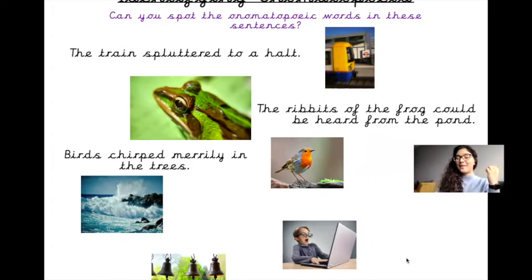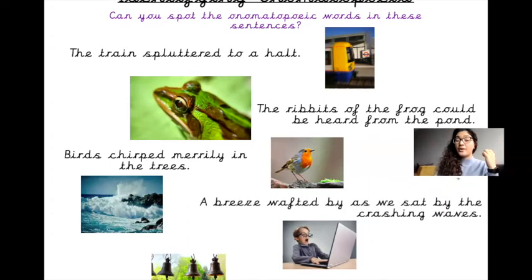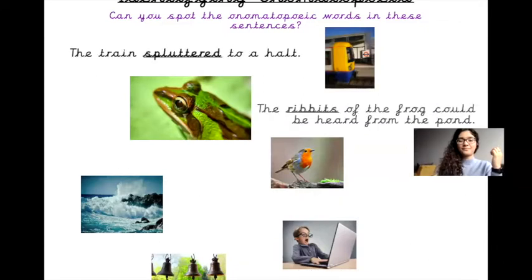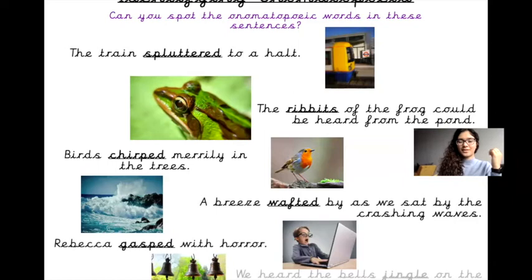Chirped would be onomatopoeia. A breeze wafted by as we sat by the crashing waves. Wafted is onomatopoeia. Rebecca gasped with horror. Gasped is onomatopoeia. Last one, we heard the bells jingle on the roof on Christmas Eve. So jingle would be onomatopoeia there. And as you can see, the words that we have identified as onomatopoeia have been underlined there for you, just so you can see it more clearly.